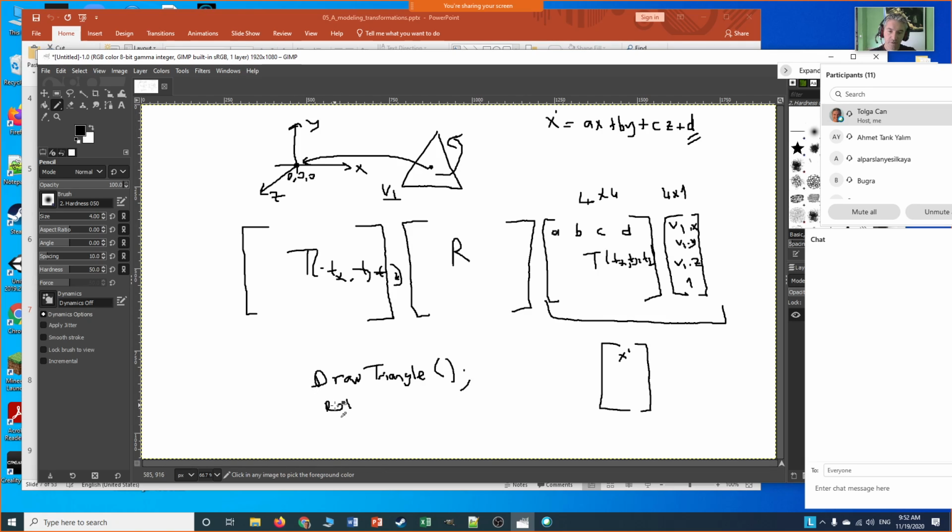So the way to draw a rotated triangle is, at the time of drawing the triangle, OpenGL looks at the current modeling transformation matrix. OpenGL maintains what is actually called the model view matrix. You're going to see that. This model view matrix is actually a multiplication of the camera transformations with the modeling transformations.